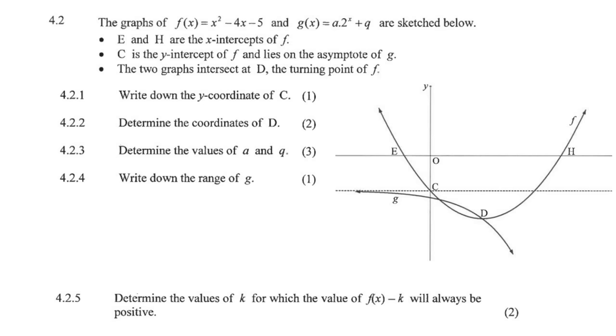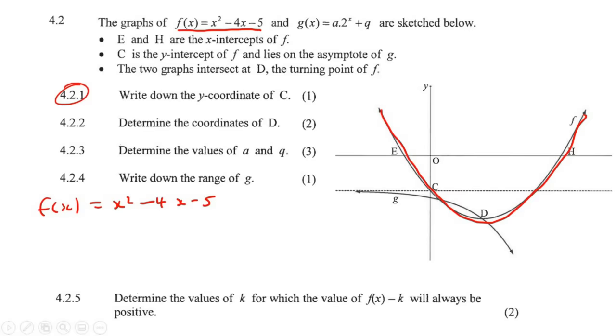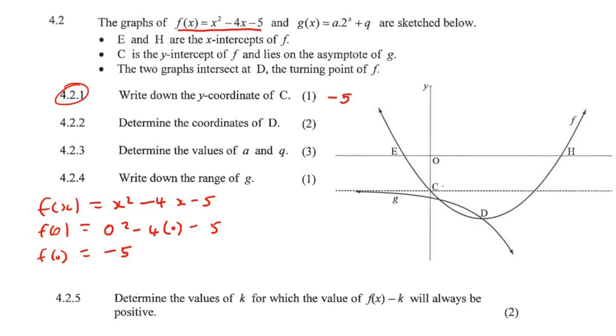So we just take that equation, which is this one over here. We just say f of x equals x squared minus 4x minus 5. And to find this coordinate, we must realize that that is the y-intercept. So to find a y-intercept, we make x equal to 0. We could put a 0 over here, and if you do that, you'd end up with negative 5. So this y-coordinate is negative 5. I'm not going to put the x value because they just asked for the y-coordinate. Now that negative 5 is also the asymptote of g. So the asymptote is always this one over here. So we could already say that q is negative 5.